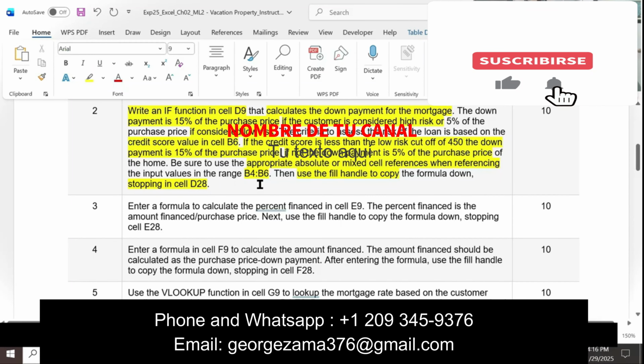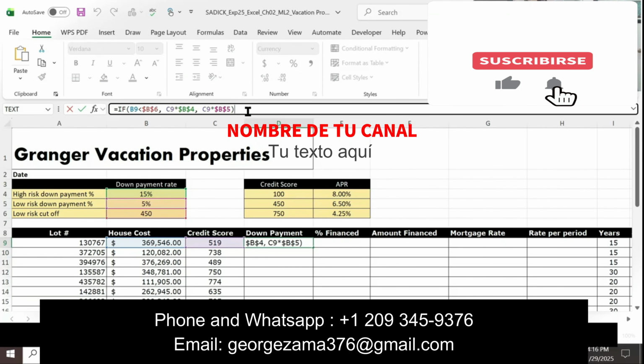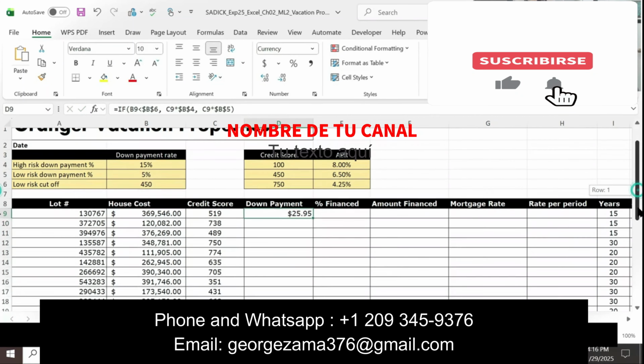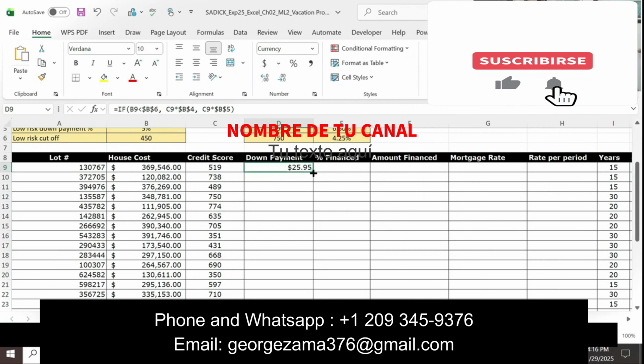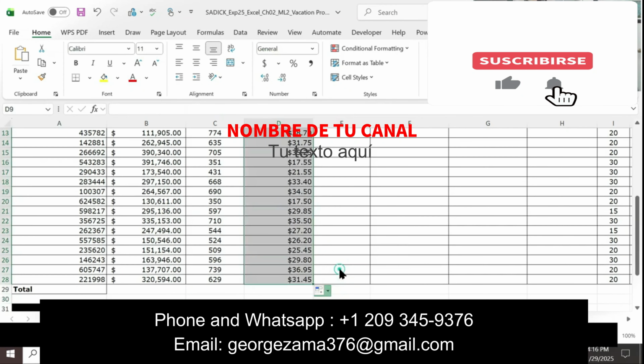So question number one, question number two is done. In question number two, we have to use the IF function in cell D9 to calculate down payment for mortgage. After reading all the instructions, we make this formula and calculate the down payment. Now after calculating, we have to fill these empty cells with this formula. Yes, fill without formatting.